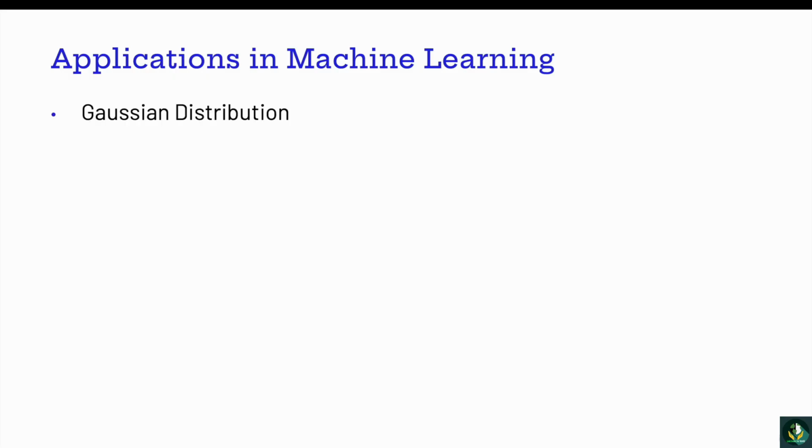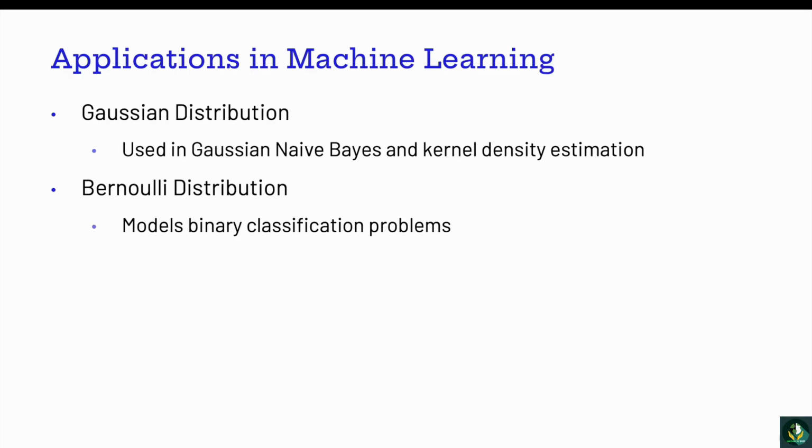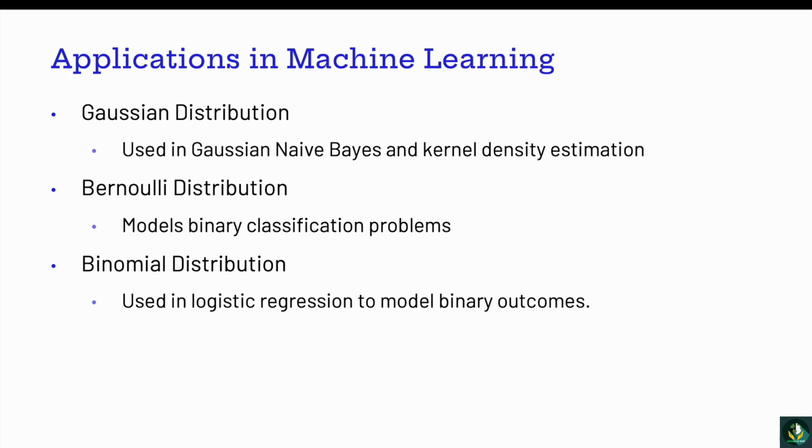So first, let's look at Gaussian distribution. It is used in Gaussian naive Bayes and kernel density estimation. We have Bernoulli distribution, which is used for binary classification problems. Example can be spam or not spam emails. We have binomial distribution, which is used in logistic regression to model binary outcomes. And we have Poisson distribution, which models count data. Example can be number of clicks on a website. So these are different applications in machine learning for these distributions that we have learned.